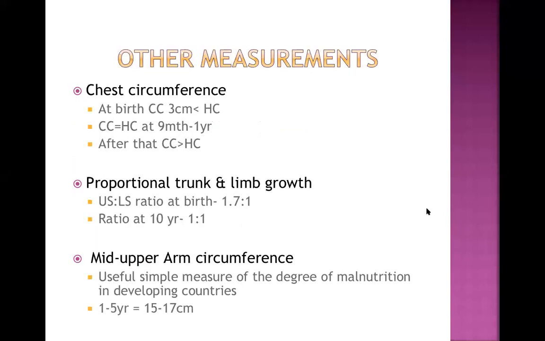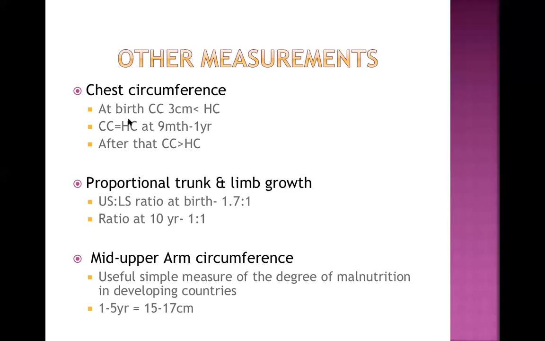Let's move on. Now, there are some other measurements. You can quickly look at these. Chest circumference is one of them. Then proportional trunk and limb growth, which we call upper segment, lower segment ratio, and mid-arm circumference. These are not very important in comparison to the first three, which we have just discussed.